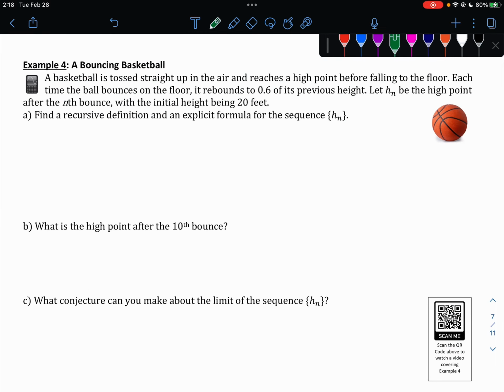Next one, a bouncing basketball. A basketball is tossed straight up in the air, reaches a high point before falling to the earth, falling to the floor. Each time it bounces, it rebounds to 0.6 of its previous height. This sounds like a geometric sequence. Let h sub n be the high point, up to the nth bounce, with initial height being 20 feet. Find the recursive definition and an explicit formula.